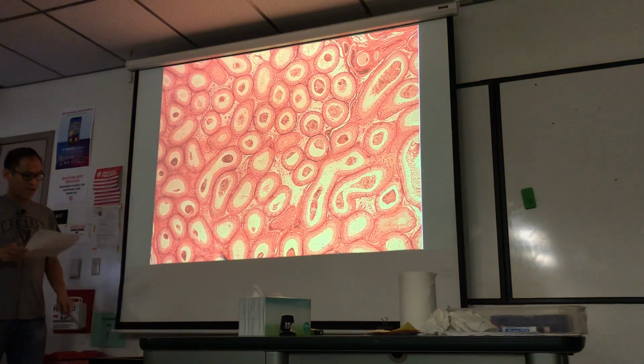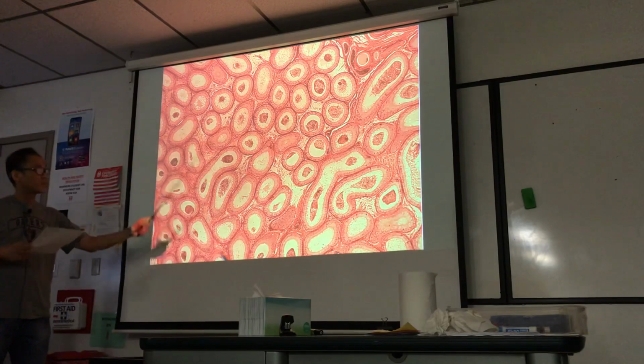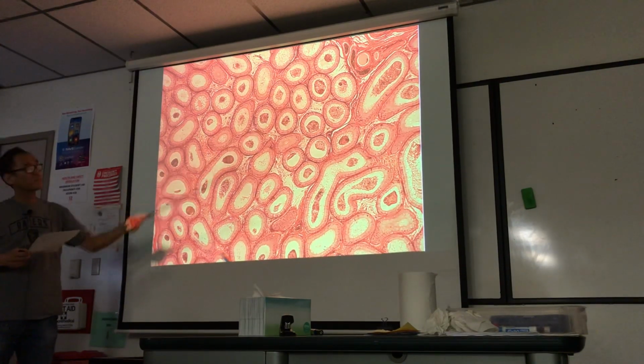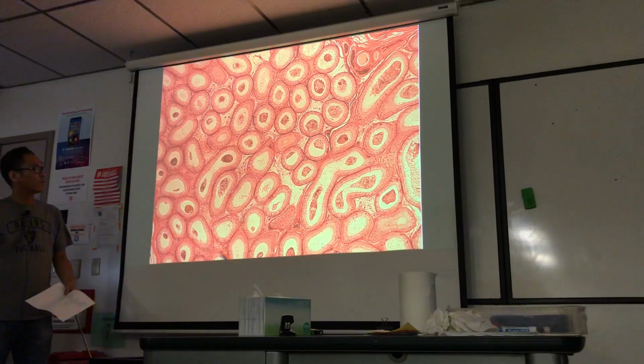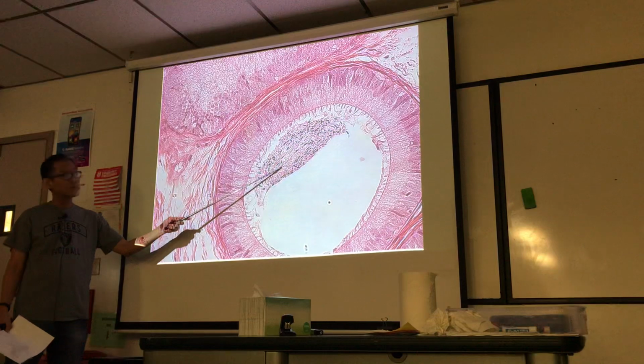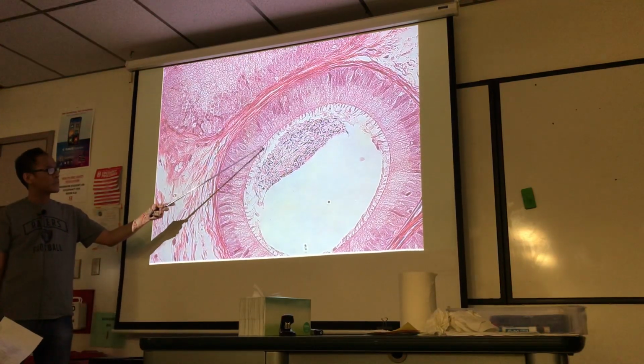This is epididymis. Everything you see here is epididymis. I can see spermatocytes in the lumens, right? Here is a close-up view. That's the sperm, and that is not stereocilia.